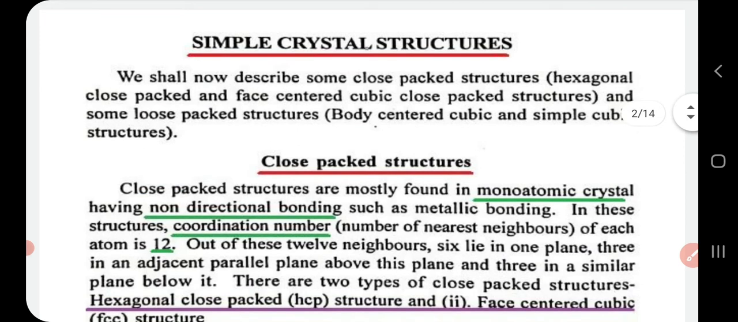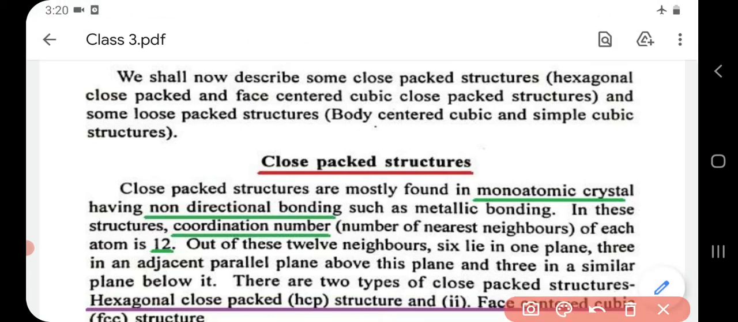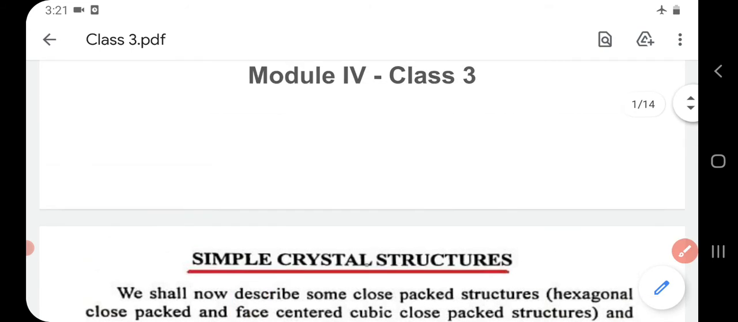Now crystal structures are broadly classified into two. One is close packed structures and the other is loose packed structures. These close packed structures are again divided into two. They are hexagonal close packed structures or HCP, and the other is face centered cubic or FCC. Then the loose packed structures are again classified into two. They are body centered cubic BCC and simple cubic SC. So I will give you a brief introduction.